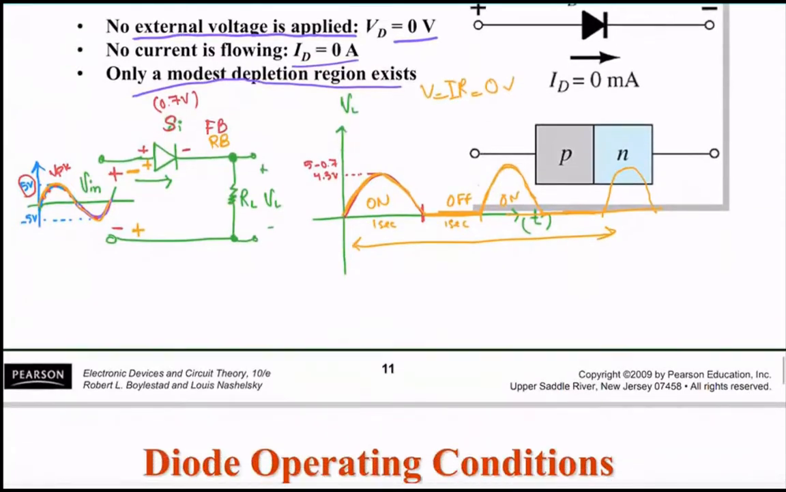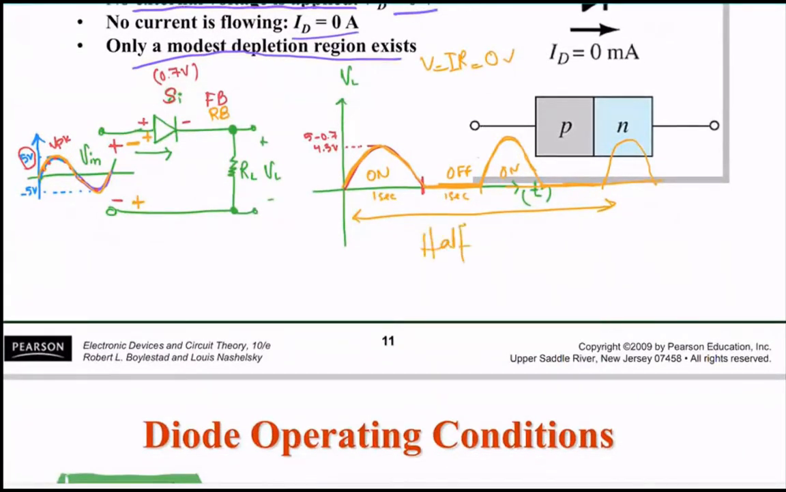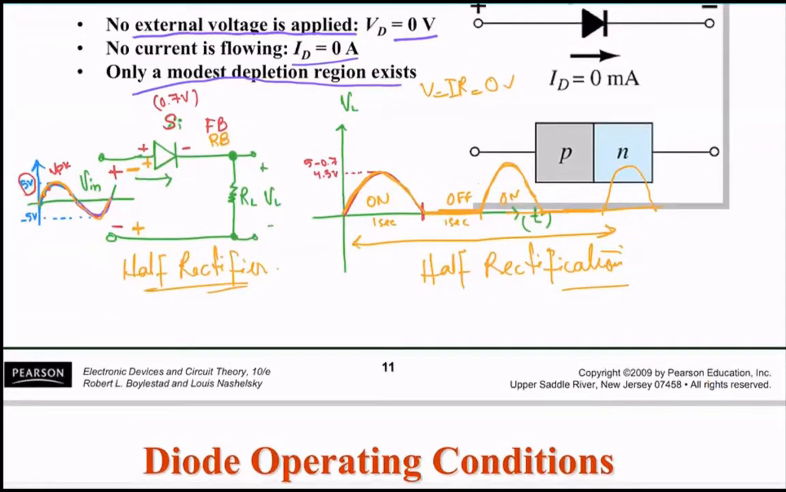This process is known as half rectification, and the circuit that I just drew here is a half rectifier circuit. It clips off the negative input signal and keeps just the positive signal. So this is a very simple example or application of diodes.